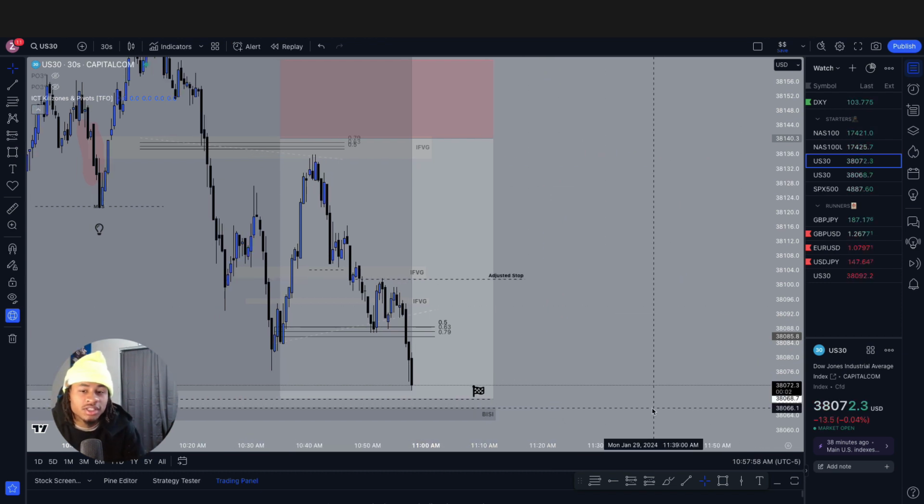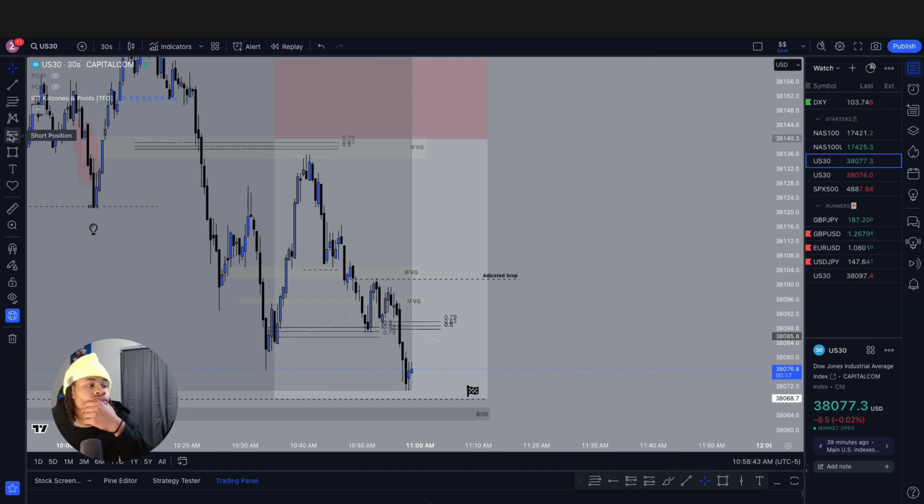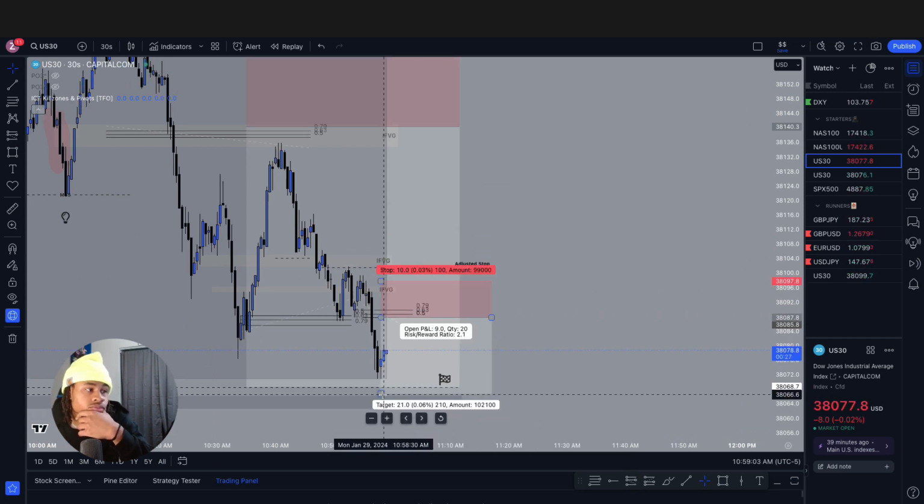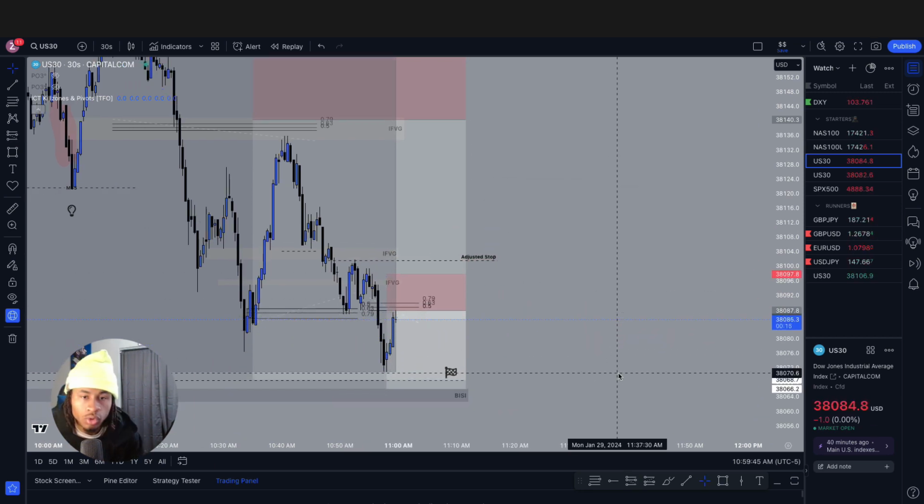At this point, I just know my TP is gonna get hit. I'm just waiting for it. If we see a return into this SIBI, this could be another possible entry. It is a dangerous entry though. Order filled.